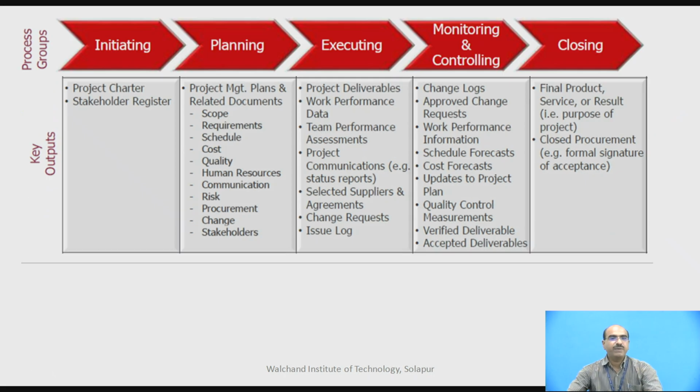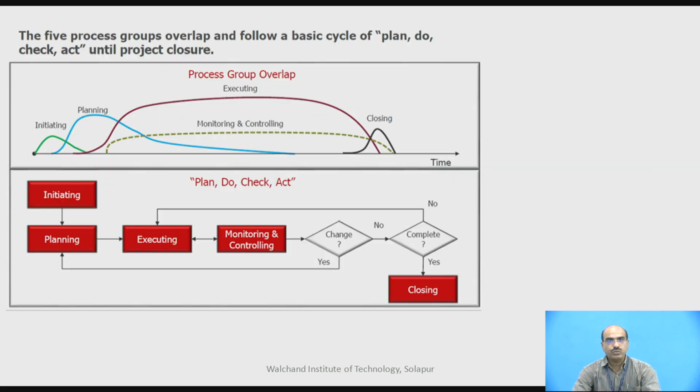So these are the expected key outputs of initiating. The project charter would be there and a stakeholder register would be there. Planning gives the project plan according to the scope, cost, quality, time, requirement, risk and changes. Execution: the project deliverables, that is, what performance we are expecting from you. Monitoring: managing the change requests is what monitoring is. And finally, the closing comes when the final product, services and results are in place and the purpose of the project is accomplished. That is the formal closing.